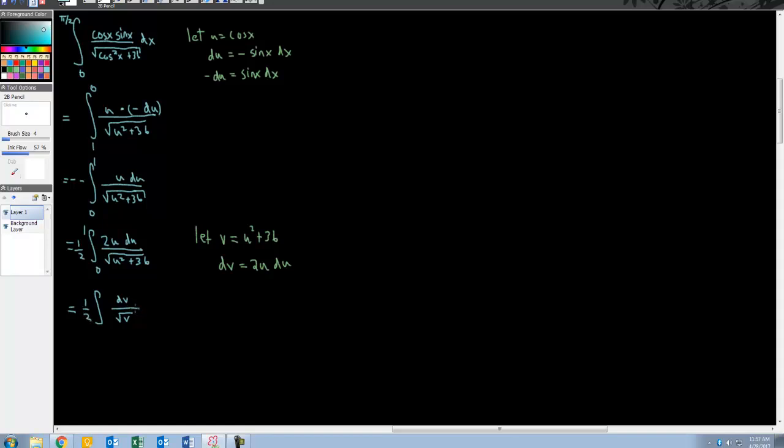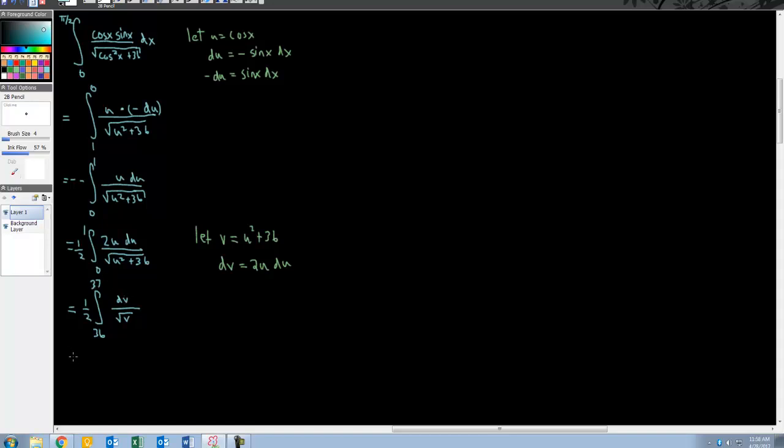But notice, I have a new function in terms of v. My endpoints of integration, my limits of integration, the 0 and the 1, only work for u's. So I have to change my limits of integration yet again. So if u was 0, what does v equal? 0 squared plus 36 is 36. If u equals 1, what is v? 1 squared plus 36 is 37.